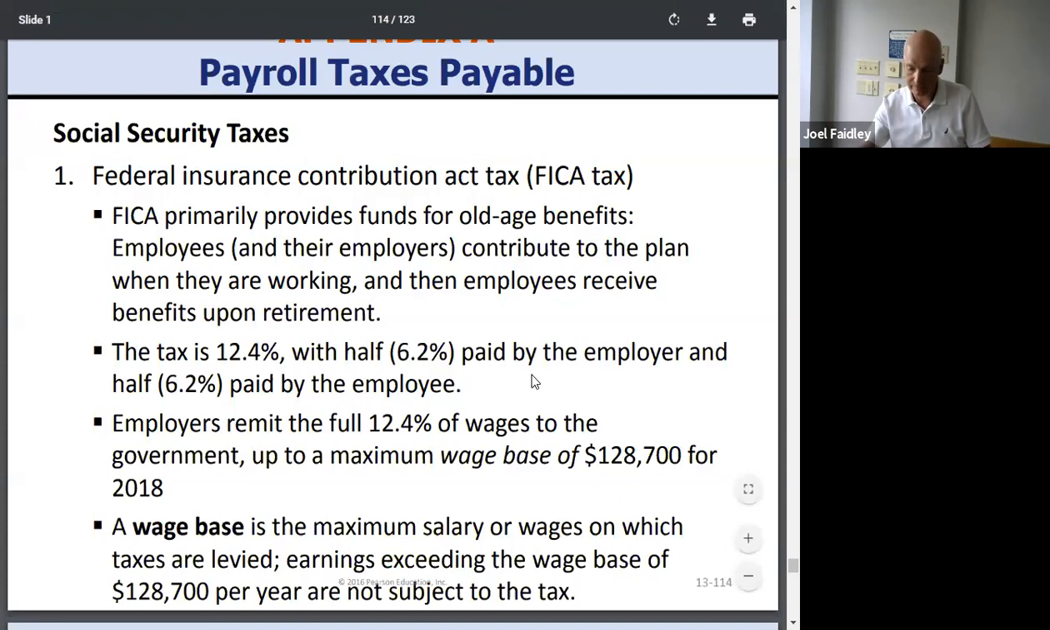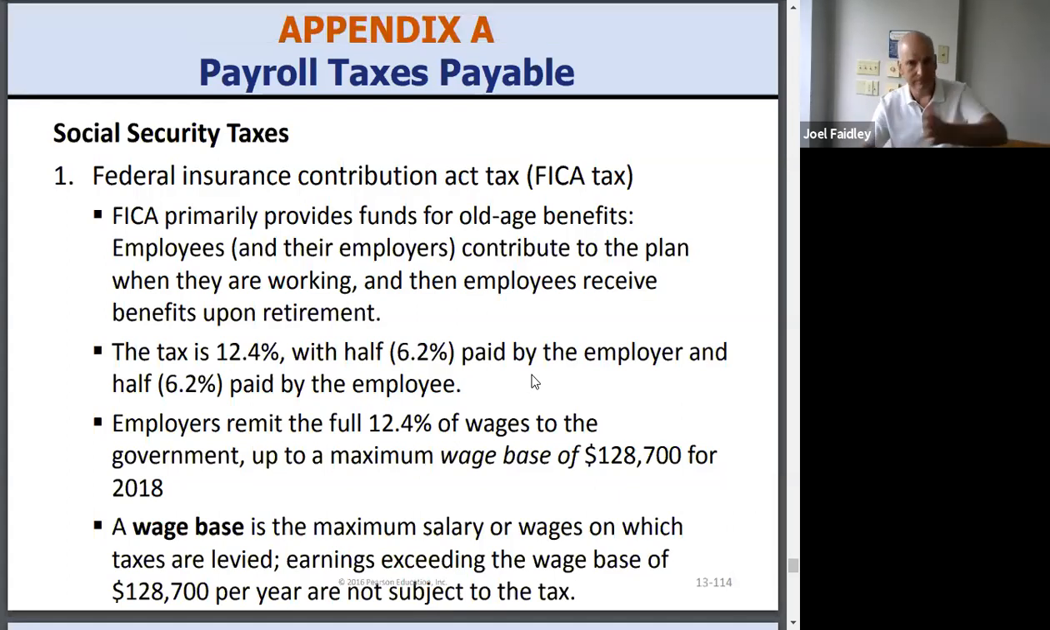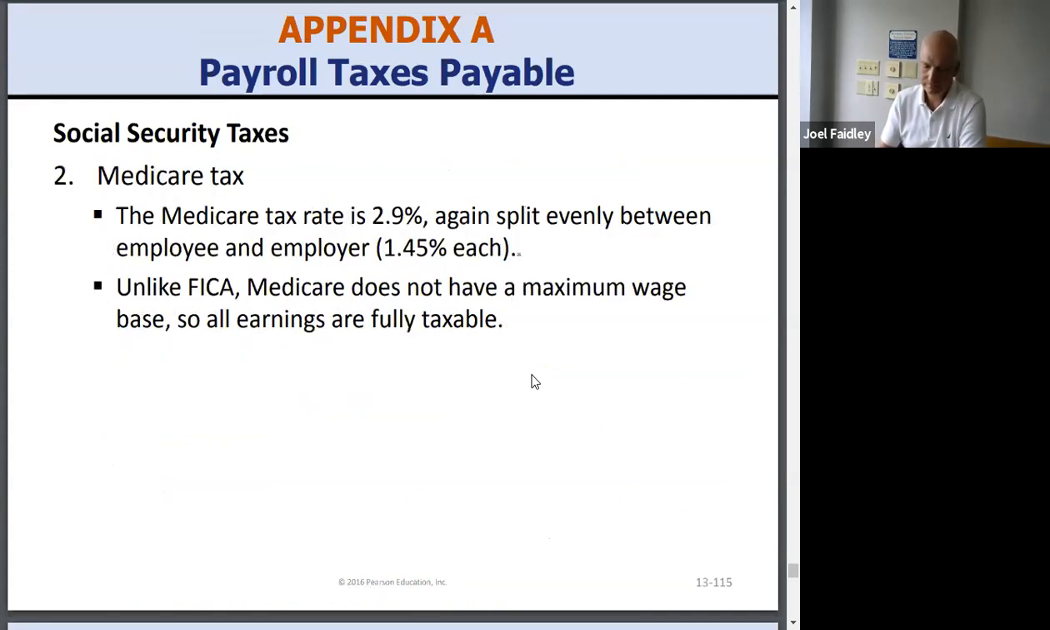I think the annual rate has changed. 128,700 used to be the limit for the 6.2%. Now it's maybe $135,000. So when someone's wage reaches that point, depending on how much you make, toward the latter part of the year, then it's like getting a pay raise because you don't have 6.2% coming out of your paycheck anymore.